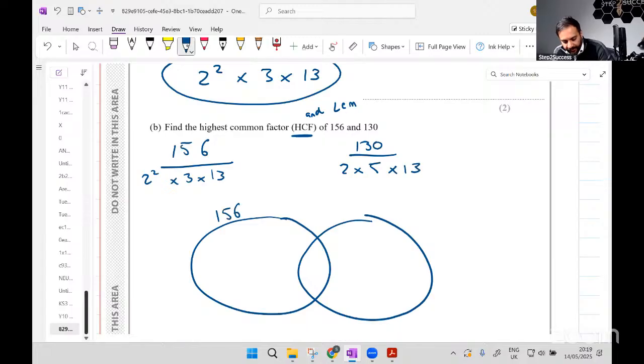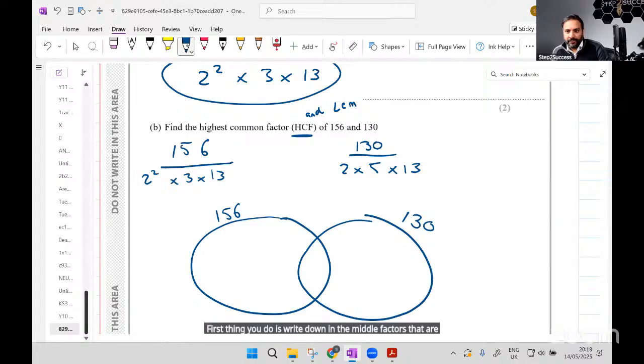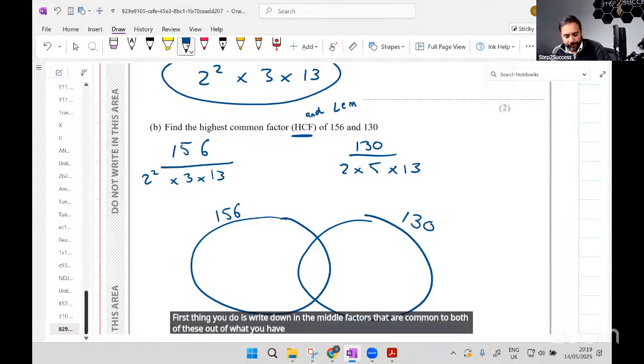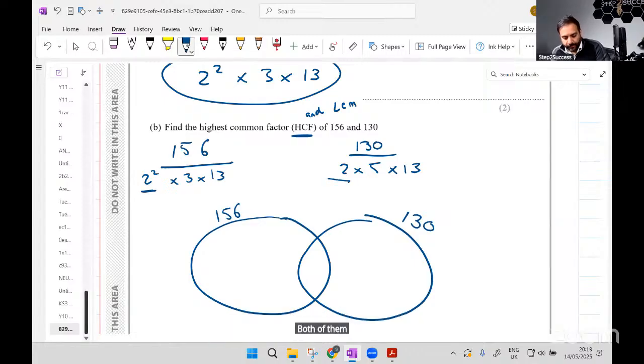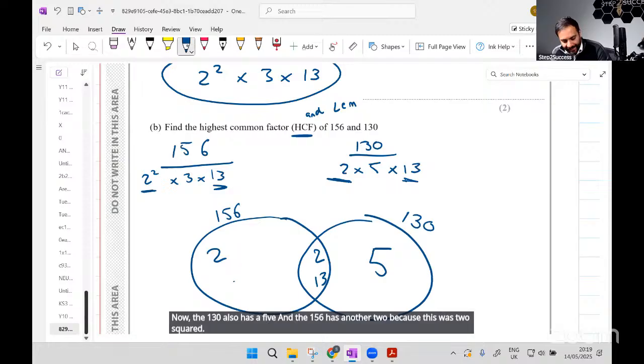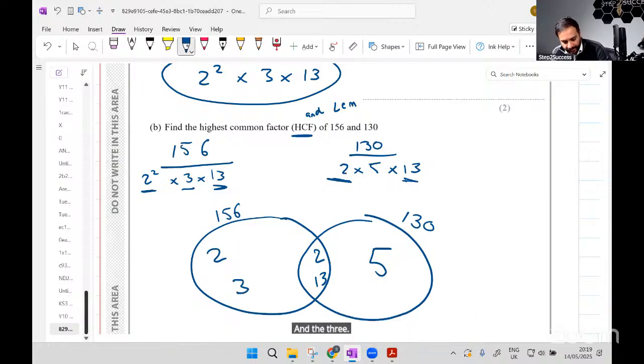One is for the factors of 156, one is for the factors of 130. First thing you do is write down in the middle the factors that are common to both of these out of what you have done. So for example, both of them have got a 2 and a 13. Both of them, they're the only ones that are common. Now the 130 also has a 5, and the 156 has another 2, because this was 2 squared, and the 3. Is that okay? So that's got all of them.